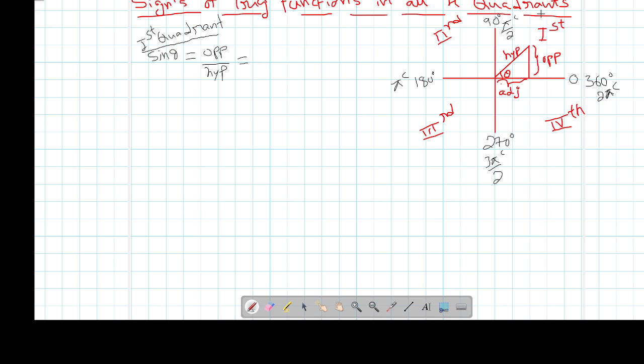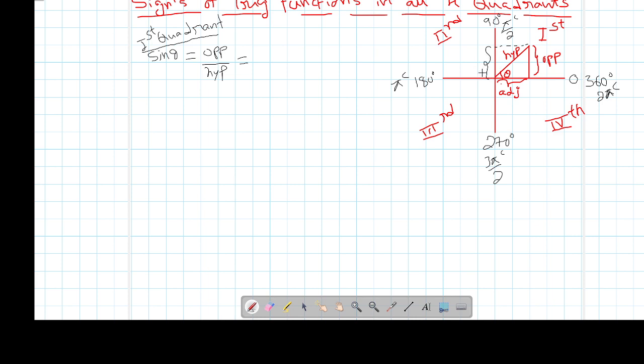So try to observe the opposite side. Opposite side is exactly parallel to the y-axis. This is the y-axis. This is positive x-axis. This is positive y-axis. This is negative x-axis, and this is negative y-axis. So opposite side is clearly parallel to the positive y-axis.